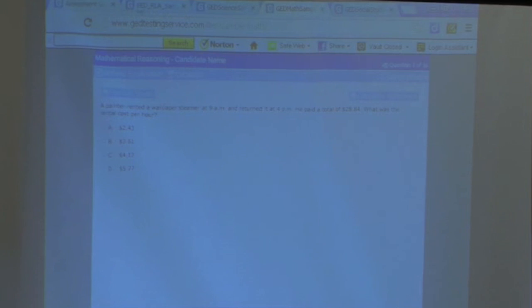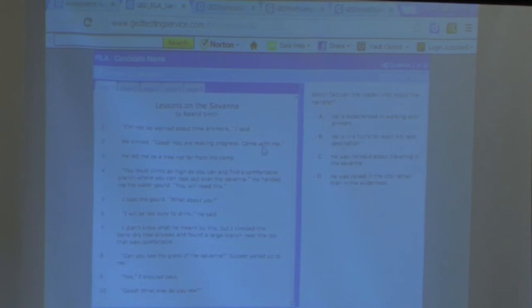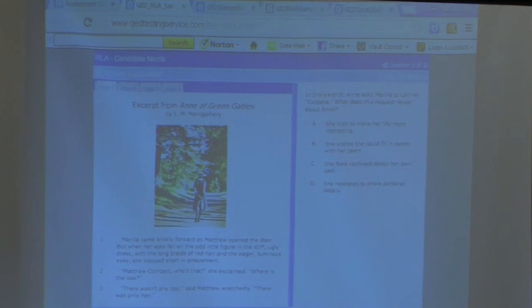Here, let me get to the extended response on the reading language arts, just so you can see that. You can see how these are multiple choice. This is what I was talking about, drag and drop with the order of events. And then you have to scroll down. I love Anne of Green Gables.